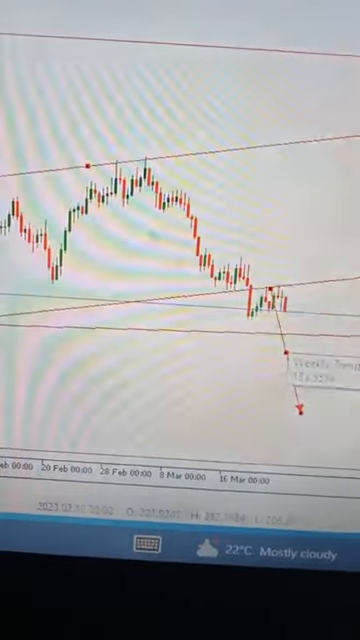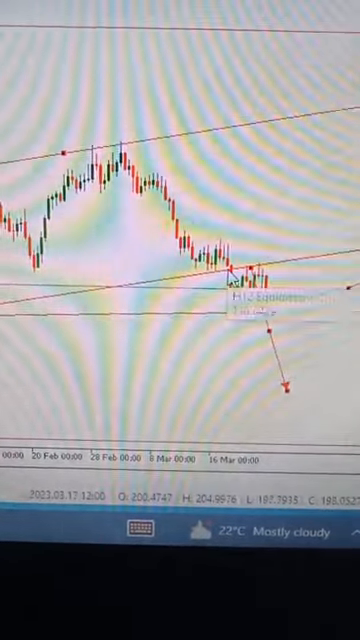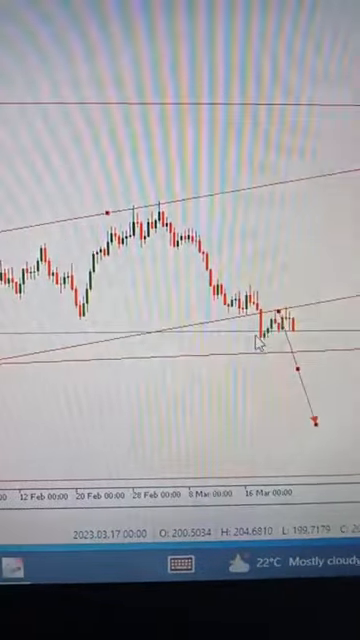So our first entry was here. Our first entry was here. And please take notes because it's not hard. I'm showing you how to trade patterns. You can take notes, ask questions.